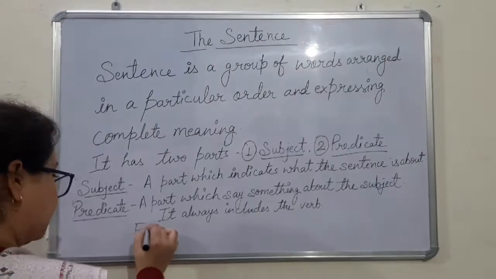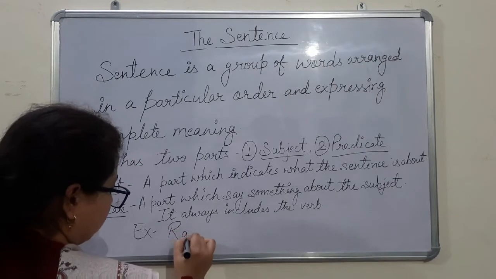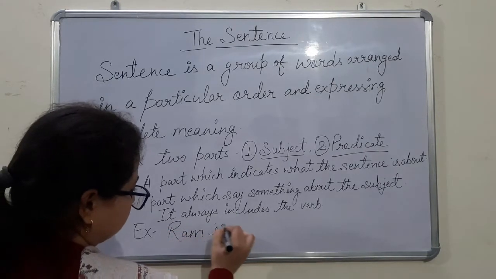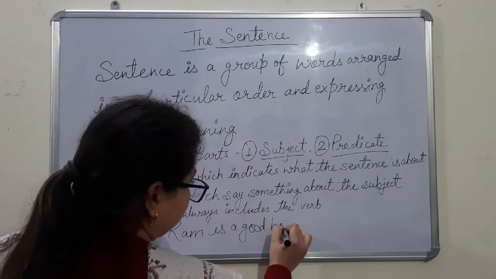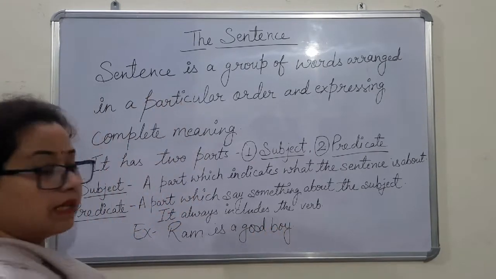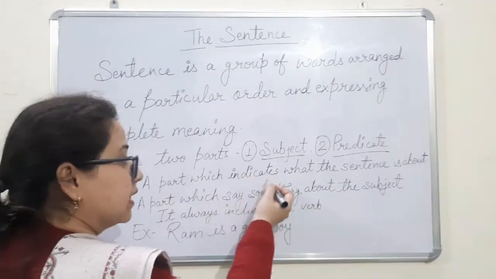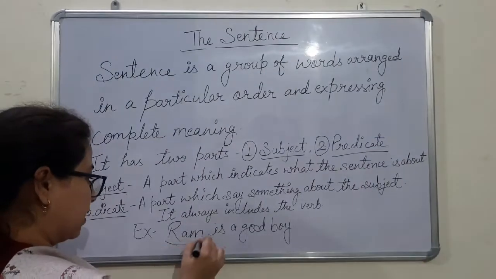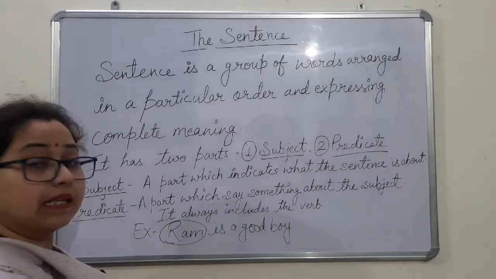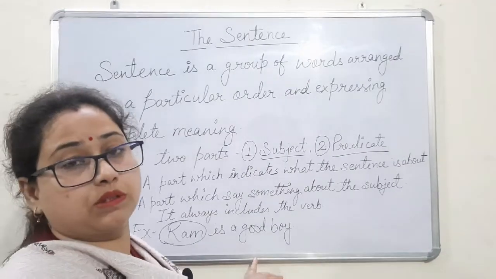For example, I'm going to say that Ram is a good boy. So this is our sentence. In this sentence, the subject is the part which indicates what the sentence is about.